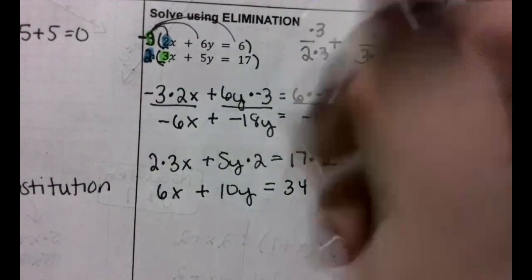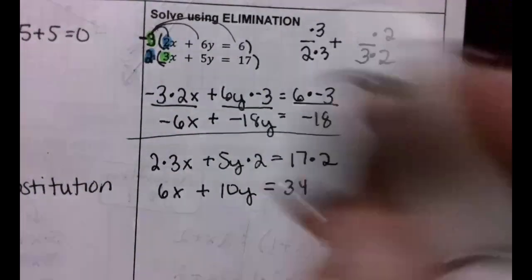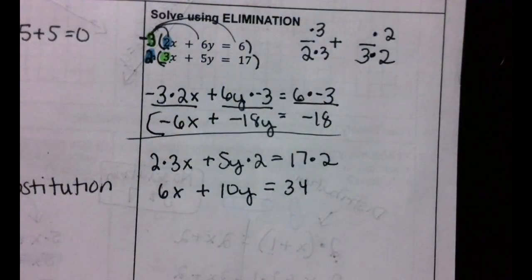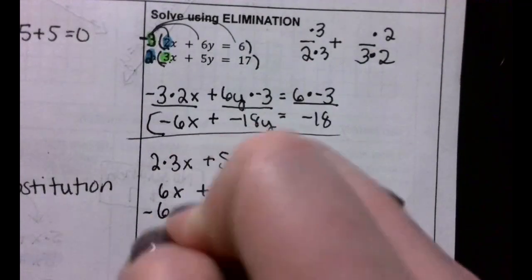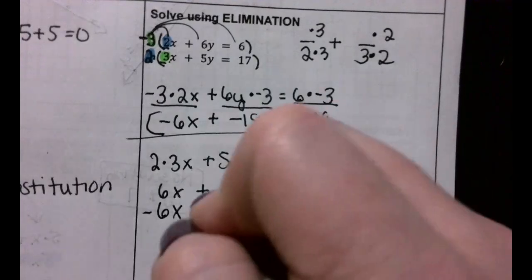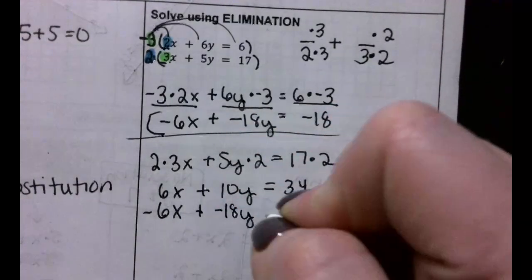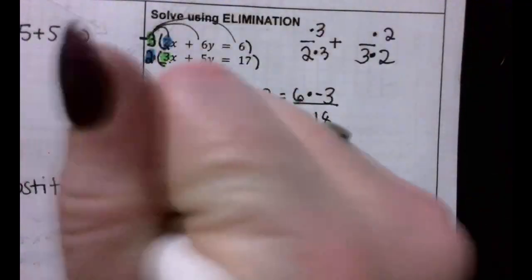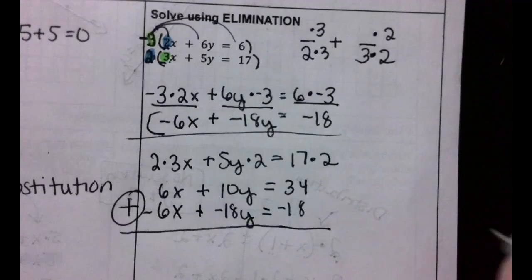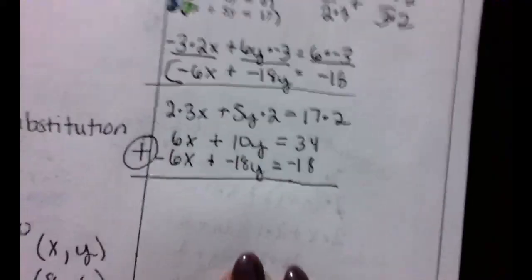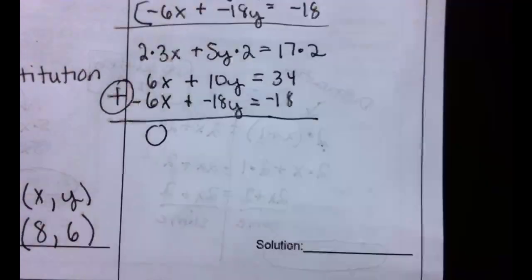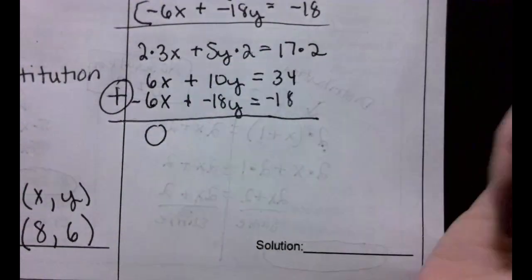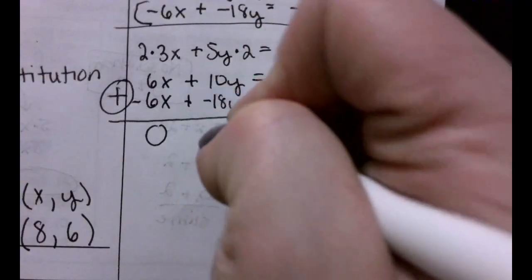Alright, now that I have my system simplified, I can actually do elimination. I'm going to move my equations next to each other. So, I'll put my negative 6x under my 6x. I'll put my negative 18y under my 10y. And then I'll put my negative 18 under my 34. I'm going to write a big plus sign to remember I'm adding all this together. Negative 6 plus 6 is 0. Yay, it canceled out. Eliminated. Woo woo. 10 plus negative 18 is going to be negative 8.